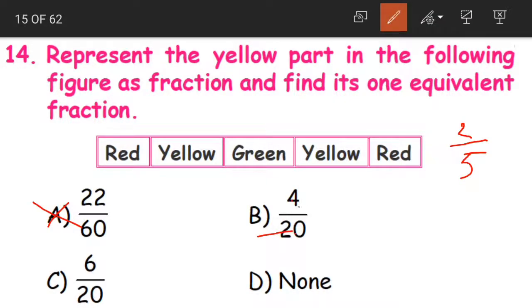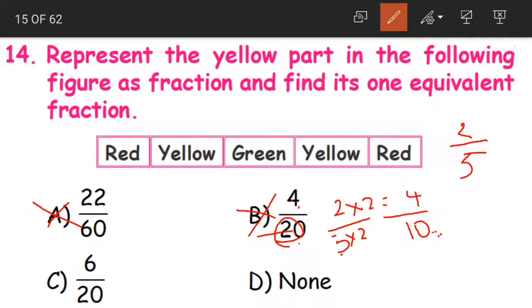Option B, 4 by 20. Again, how will we get 4? 2 into 2 is equal to 4. So for the denominator, we have to multiply by 2. 5 into 2 is equal to 10. But here we are having 20. So option B is also a wrong answer.